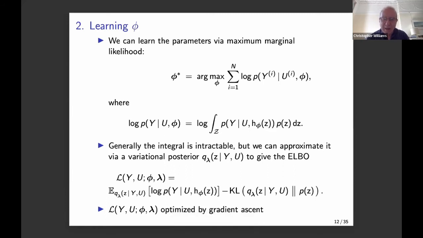Generally, that integral will be intractable, but we can approximate it with a variational posterior q of Z to get the evidence lower bound, or ELBO. This is just a fairly standard approach in machine learning. And then we want to optimize this lower bound. So that's what was done.